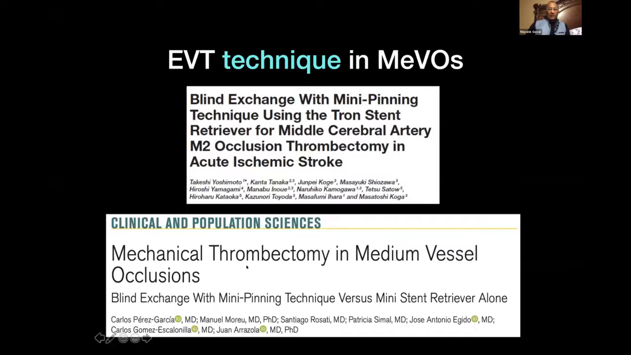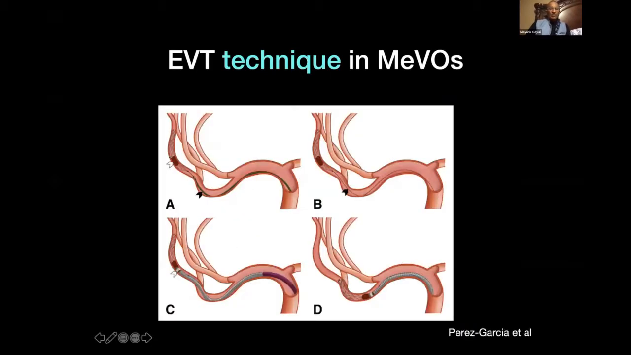So there is this technique which people talk about. We call it D-BADASS. Other people call it BEMP, B-E-M-P, which essentially goes like this: you have a MeVO over here, you bring the microcatheter, you get to the occlusion and deploy the stent retriever, and then after the stent retriever is deployed, you bring up the distal aspiration catheter.